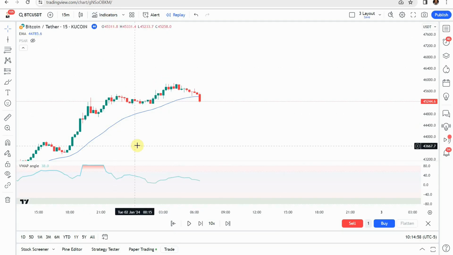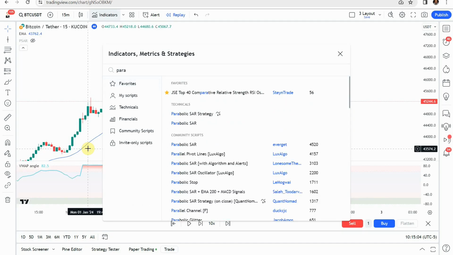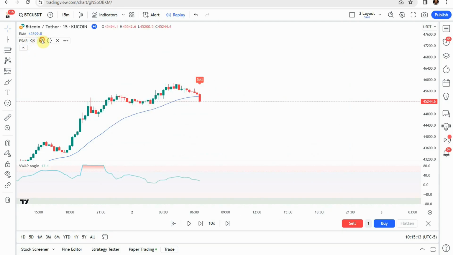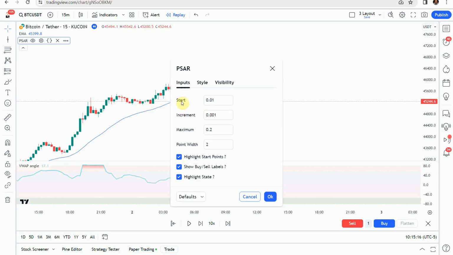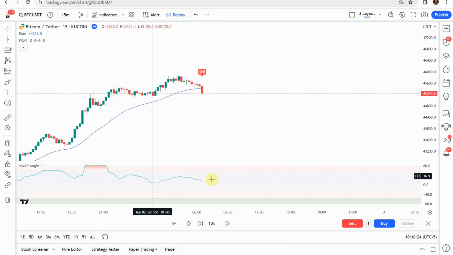And the last indicator you'll add to the screen is going to be the parabolic SAR, the parabolic SAR by Everget right here. So you'll add that to the screen. Under the settings, you're going to change the start to 0.01, and under the increment, you're going to change that to 0.001. Then you'll jump over to the style tab and turn off the parabolic SAR at the top, the P star, and then turn off the trade state filling right here. You'll hit OK, and you should have the setup like this right here.